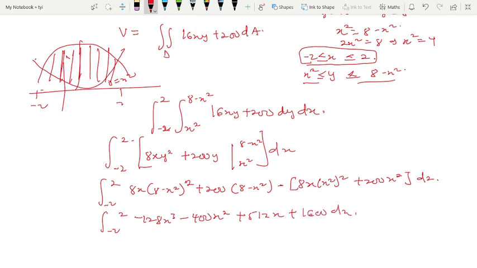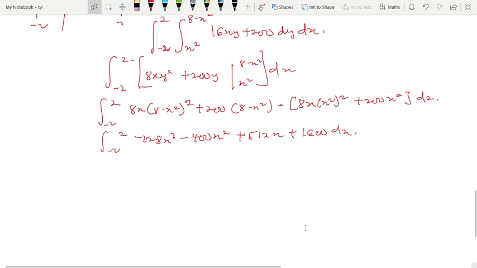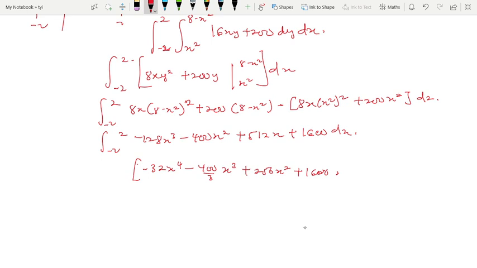As simple as that. So this is a very simple integral which you can do. So the first one, I'll be dividing by 4, right? So I'll be left with negative 32 x to the power 4 minus 400 over 3 x cubed plus 256 x squared plus 1600 x, right? Then my limit from negative 2 to 2, and I'll simply get 1028.003, and that's my volume for the boundaries given as well as the surface.